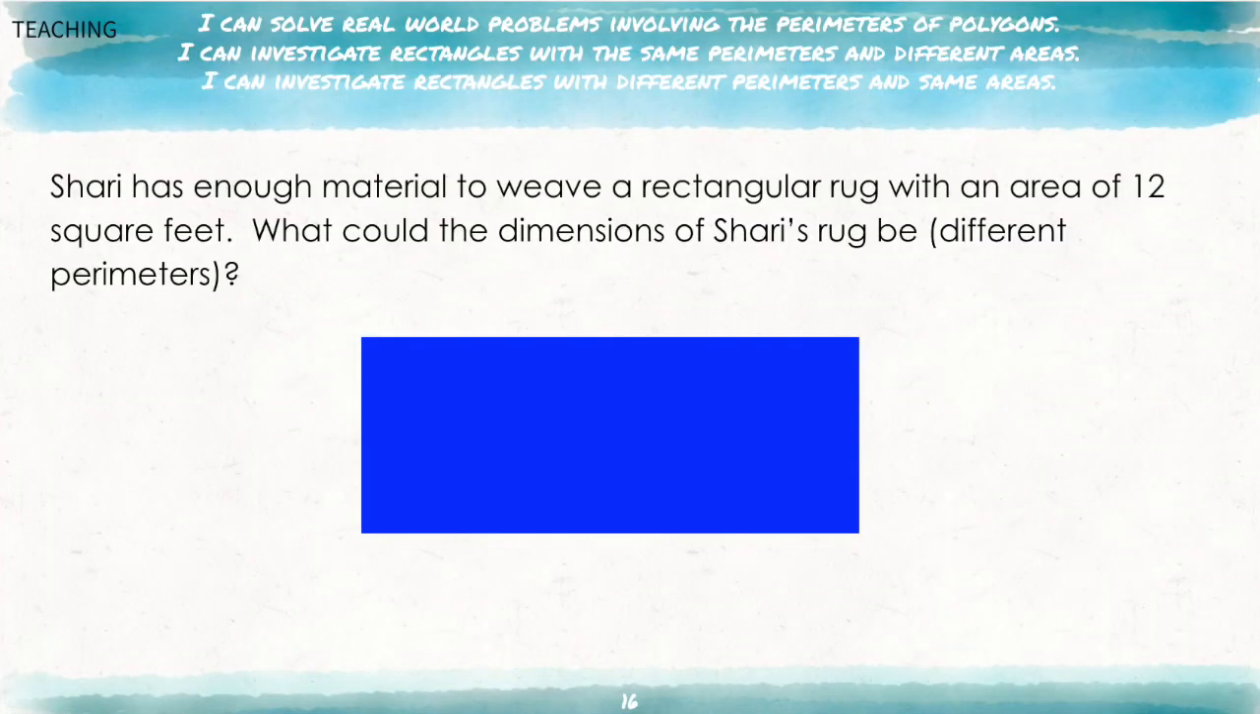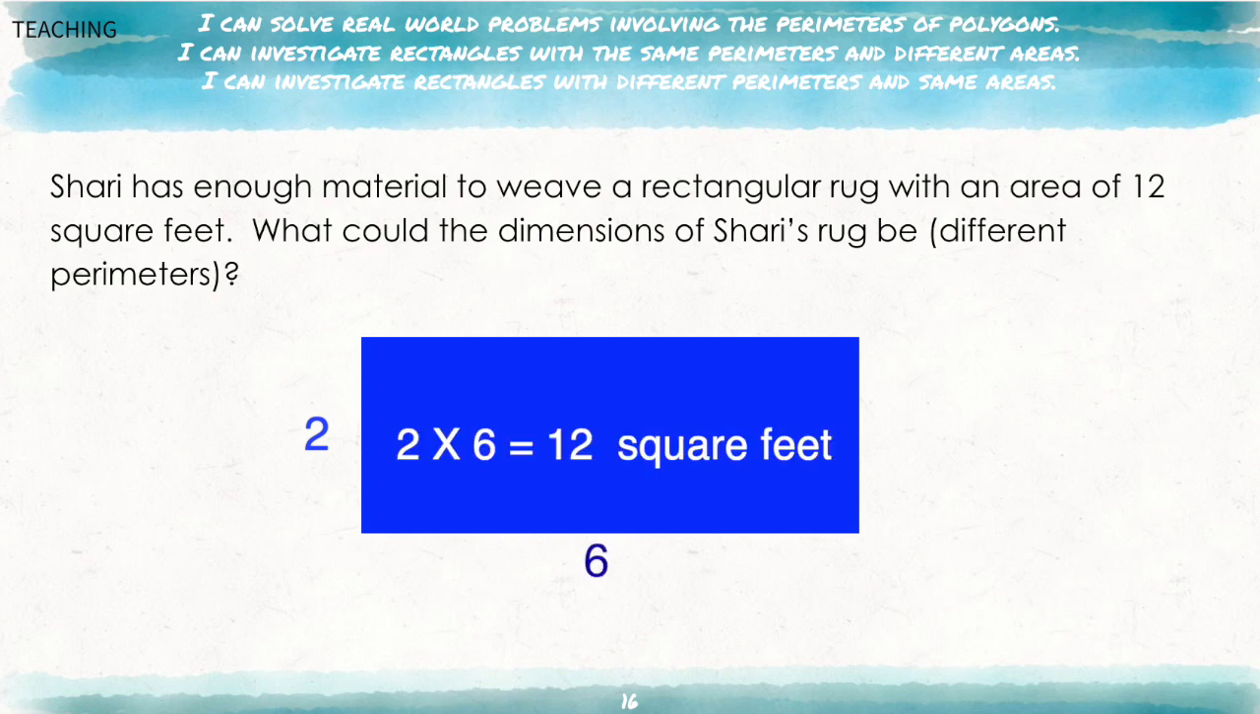Right, now we have a lovely blue rug here, and I know that 2 times 6 equals 12 to give us an area of 12 square feet. So here we see that 2 times 6 gives me an area of 12 square feet for my carpet. Now the next thing we have to do is figure out what is its perimeter.